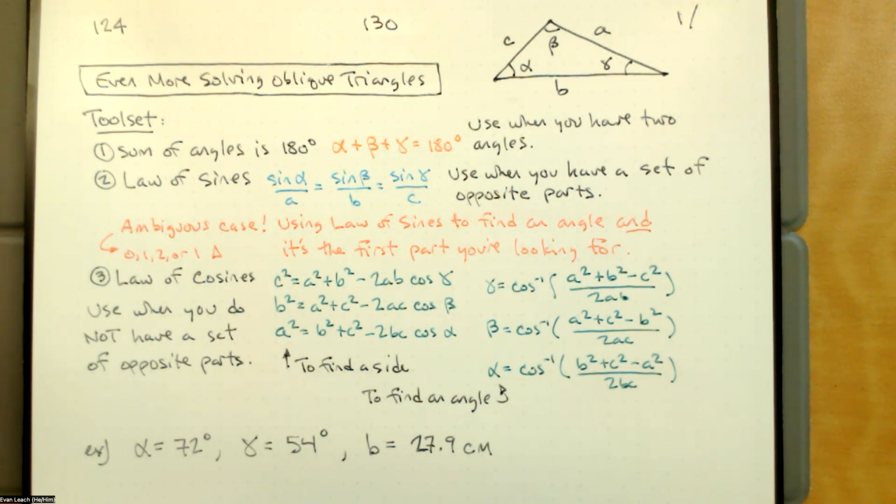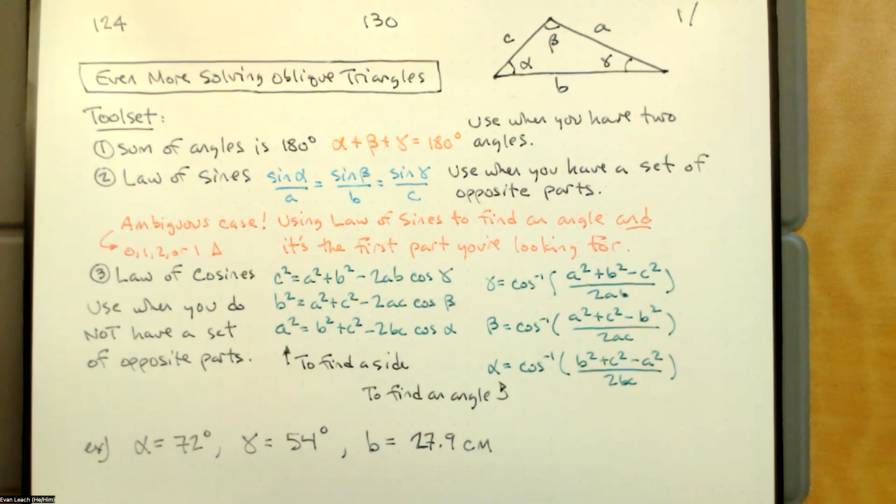So now let's look at a different situation. Here I have two angles and a side. If angle alpha is 72 and angle gamma is 54 and side B is 27.9, we'll notice that we don't have a set of opposite parts. But the important thing that we have is two angles. As soon as you have two angles, you need to subtract to find the third angle. That should be our first thing.